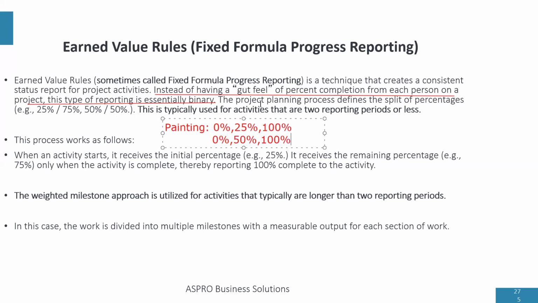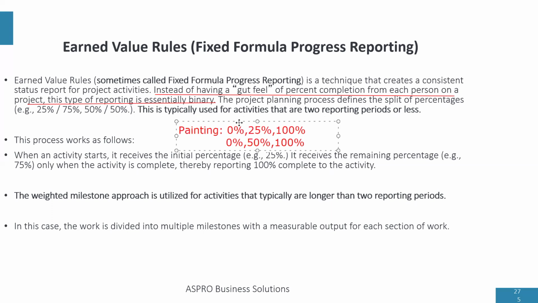And it's a binary report. This type of reporting is essentially binary. What do we mean by binary? What comes to your mind when we talk about binary? Binary numbers are zeros and ones. So when we say this is a binary report, it means we are only interested in two things: the task has started, one, and the task has finished. So it's going to be 0, 1, 0, right? That's all we need to know.